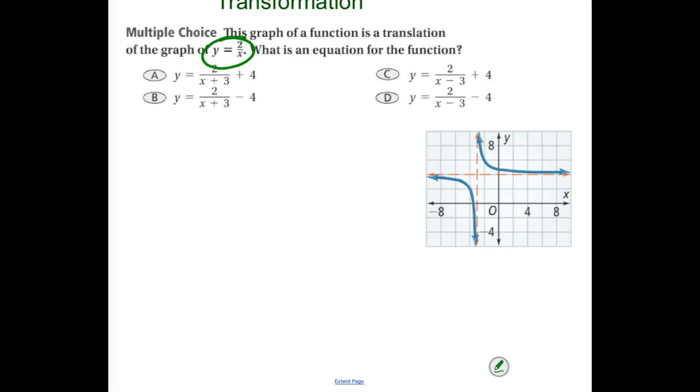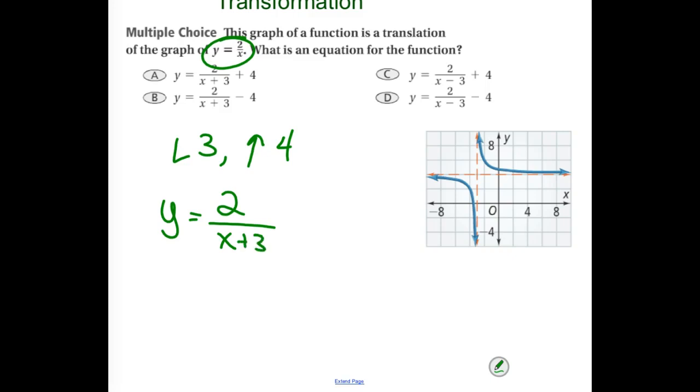How big is each tick mark in this picture? 2. So we've gone left how much? 3. So left 3 and then up 4. So if we know that the a value was a 2, how do we change that equation to show that we're going left 3? Plus 3 with the x.